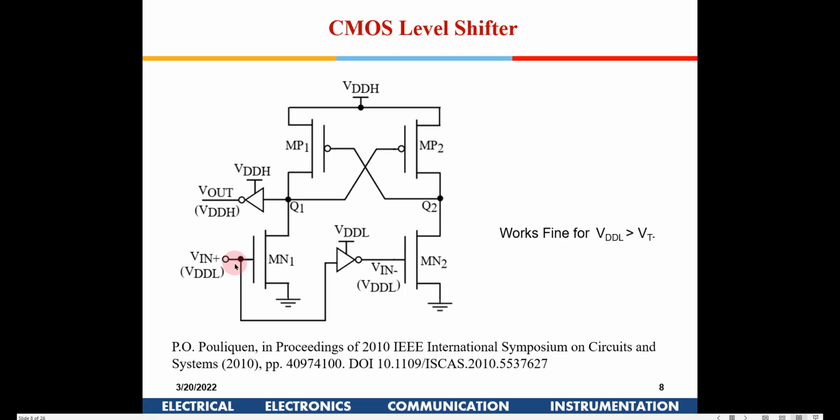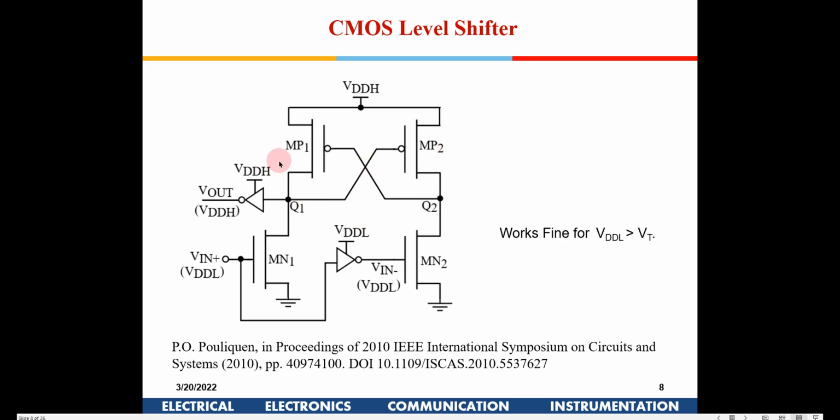However, MP1 will pull Q1 high, right? Because if this gets switched on, this becomes 0 here, right? So this becomes 0, and this is going to be switched on. This is switched on, and then this is 0, this is switched on, so this gets switched off, right?